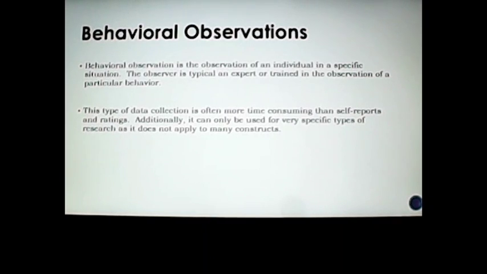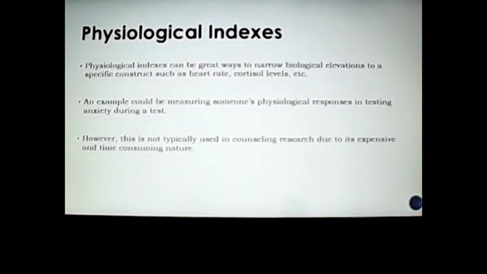Physiological indexes can be a great way to narrow biological evaluations to a specific construct, such as heart rate or cortisol levels, for example. This type of data collection, again, is not often used in counseling research just because it's very expensive and time-consuming in nature. So this is more of a medical model type of data collection.